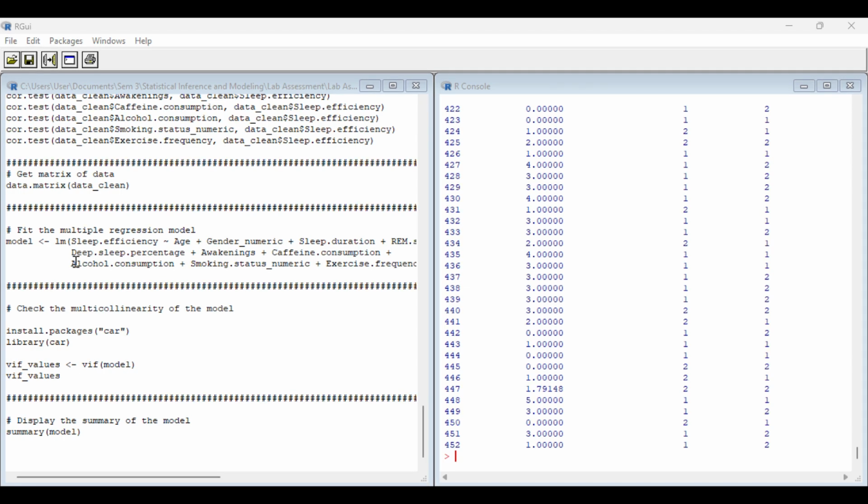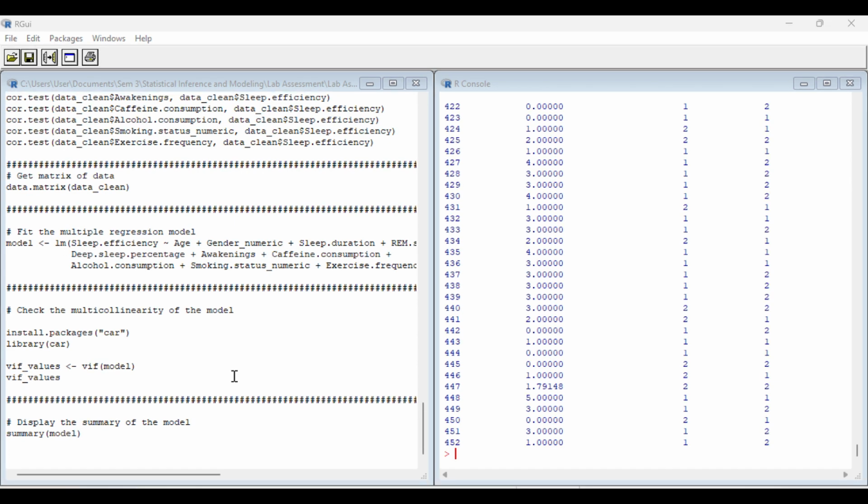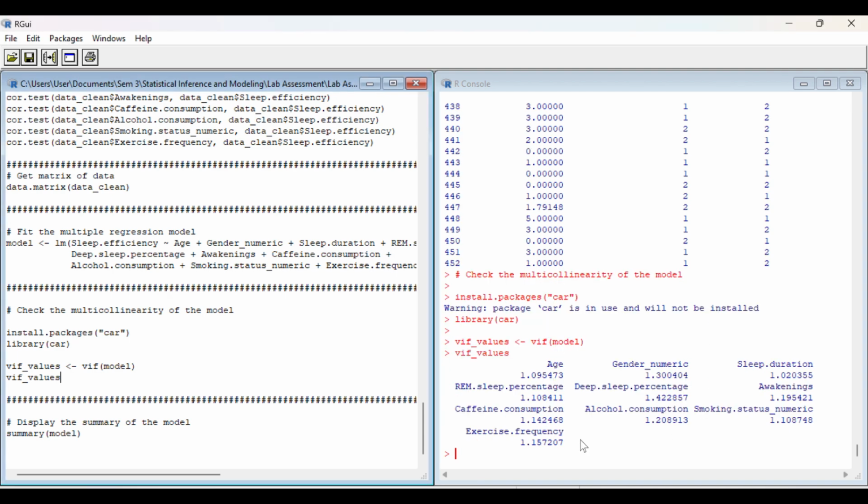Moving forward, I performed a multiple linear regression analysis using the lm function and then checked again the multicollinearity of the model by using the vif function and importing the car package, to ensure that there are no multicollinear variables that can mislead the result. As we can see, the results for all predictors are around 1, which implies that the coefficients in the regression model are stable and the statistical significance can be used for interpretation.